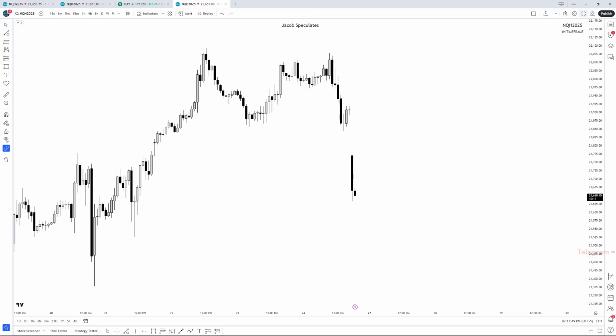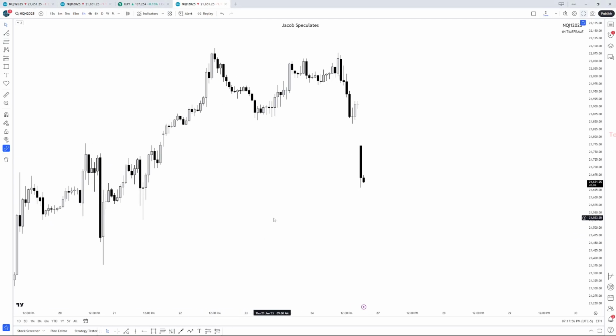I didn't quite understand your explanation on why the Dow was not in sync with the NASDAQ and S&P on Friday. Can you explain that? We can look at it right now.